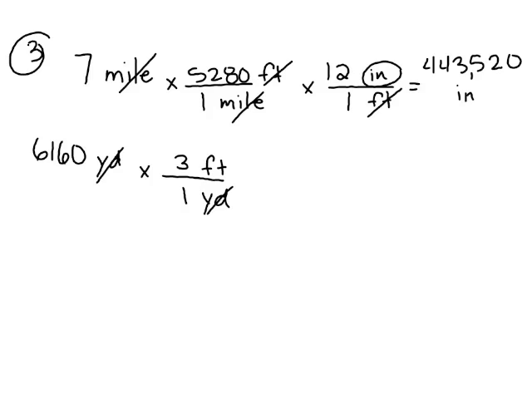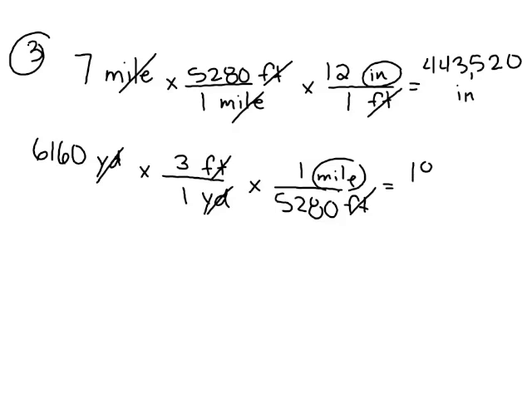Yards cancel, and then now I can go to miles. So feet on top or bottom? Bottom. So 5,280 feet on the bottom, 1 mile on top. So then feet cancel. It's a fraction, so multiply across. So 6,160 times 3, 18,480, over 5,280 on the bottom. 3.5. 3.5 miles.